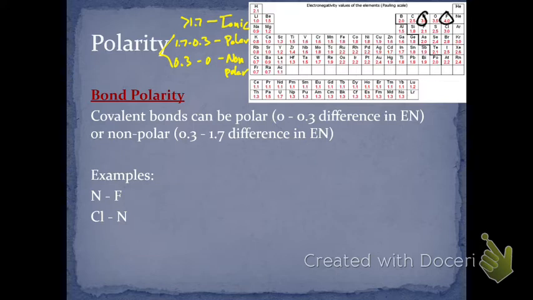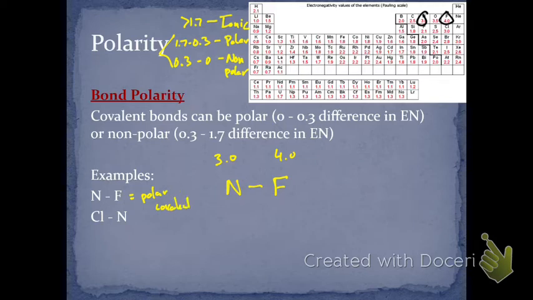So if I were to draw out nitrogen being bonded to fluorine, I'm not going to worry about how many bonds and that kind of stuff. I'm just putting nitrogen with fluorine here. Let's just imagine that's one of the bonds. Nitrogen has an electronegativity that is 3.0, right? And fluorine has 4.0. So first of all, the difference is 1.0. So this is a polar covalent. But what does that mean?